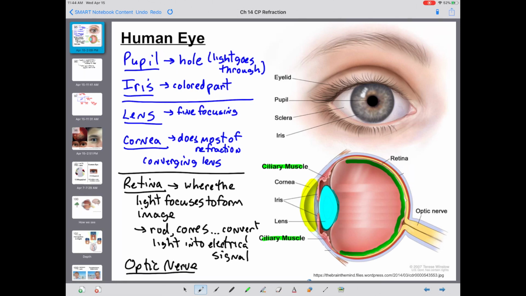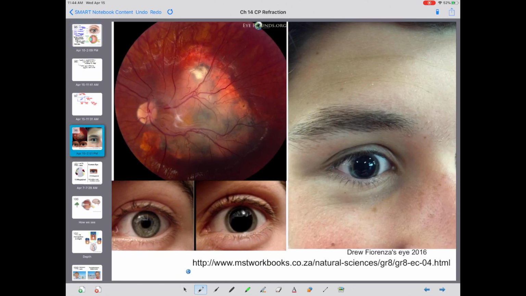Now what we want to get into is the actual process of seeing. A couple images to show you. Here we have an image of the retina on the left and an eye below it when it is normal, the normal pupil, and when it has been dilated in an eye exam. So the size of the pupil changes.